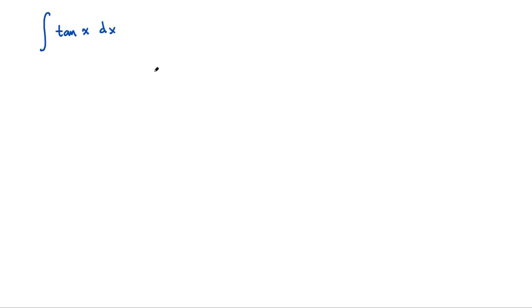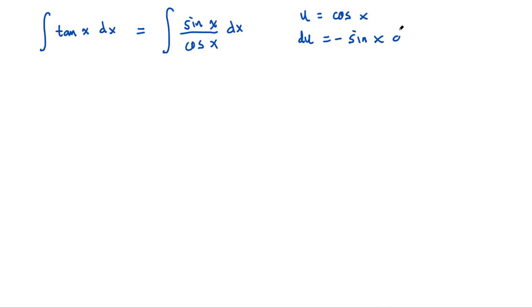Okay, one last example. As you might suspect, whenever we are doing substitution questions with trigonometric functions, it can be really useful to actually write the functions in terms of sine and cosine. And so this is going to be one such example. I'm going to take this tangent of x dx and rewrite it as sine of x over cosine of x times dx. And I'm going to make a substitution of u being equal to cosine of x, which means that du is going to be equal to negative sine of x dx.